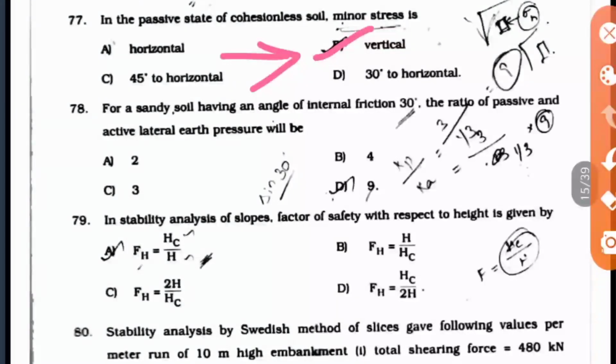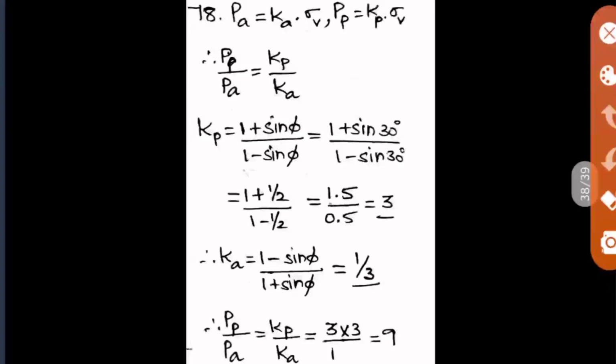Question 78. For a sandy soil having an angle of internal friction 30 degree, the ratio of passive and active lateral earth pressure will be what? Here the pressure can be written as Ka into sigma V. In both cases the stress will be sigma V only. Ka is the coefficient of earth pressure at active state, and Kp is the coefficient of earth pressure at passive state. If you want to know about earth pressure, the link is given in the description. You can see the foundation engineering lecture there.